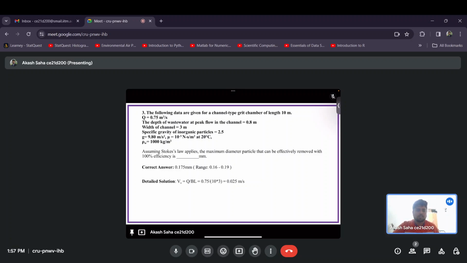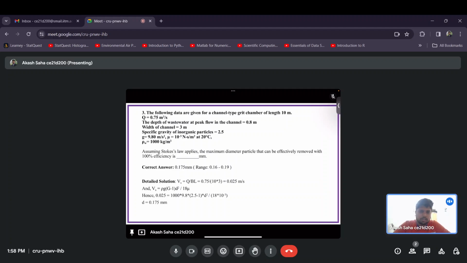So as per Stokes' law, we know that the settling velocity will be equal to rho g into G minus 1 d square by 18. So this is the formula for the Stokes law, the laminar flow law. So if we substitute all the values, where d is my only unknown, whatever we have from the question or what we have got from the first step, we will find the value of d to be around 0.175 millimeter.